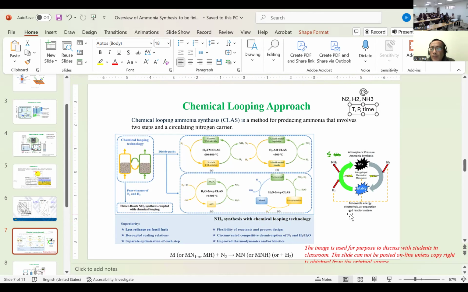Let me ask, I don't see too many students coming back. Whoever is in the audience, have you ever heard of the terminology of chemical looping? I just want to know. I mean, not necessarily for ammonia synthesis. Chemical looping can be utilized for combustion, or for any other reaction. But today I'm talking about chemical looping for ammonia synthesis to break the equilibrium control. Anybody in the audience can give a try? Have you ever heard of chemical looping?